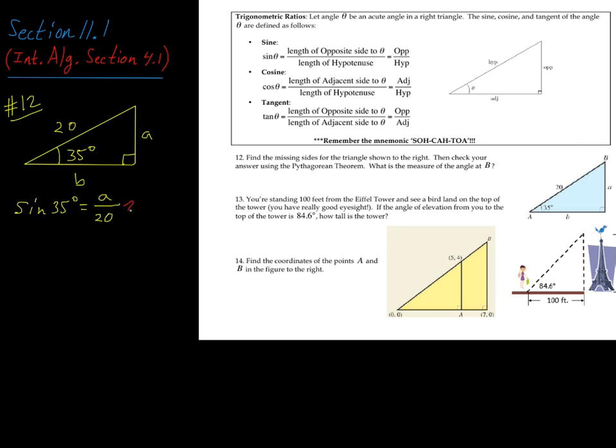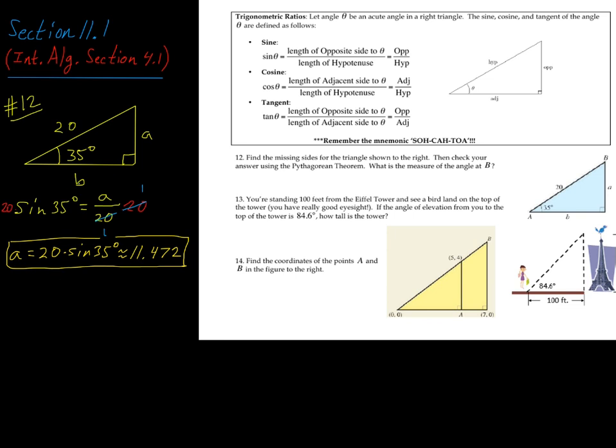Okay, so I'll go ahead and multiply both sides by 20. And that's going to give me that A is equal to 20 times the sine of 35 degrees. I'm going to use my calculator to do that, and I'm going to get about 11.472. I just used Desmos there, but again, you can use your own calculator at home or Desmos, whichever you prefer.